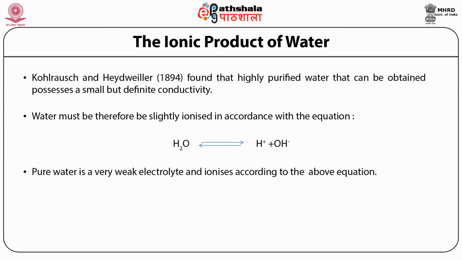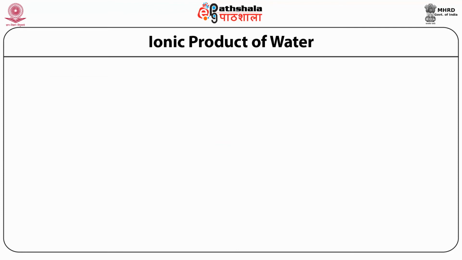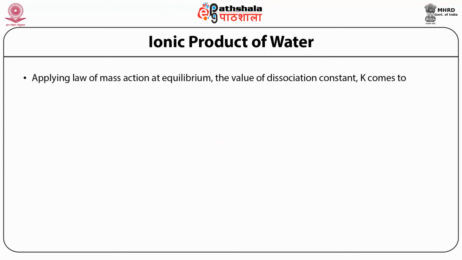Since water is only slightly ionized, the ionic concentrations will be small and their activity coefficients may be regarded as unity. The activity of the unionized water molecules may also be taken as unity. Ionic product of water. Applying the law of mass action to the equilibrium, the dissociation constant K is equal to [H plus][OH minus] upon [H2O].